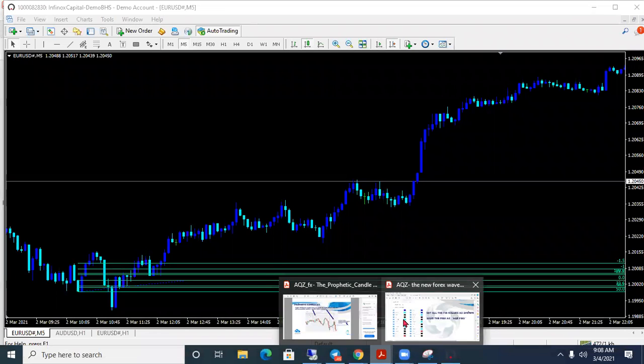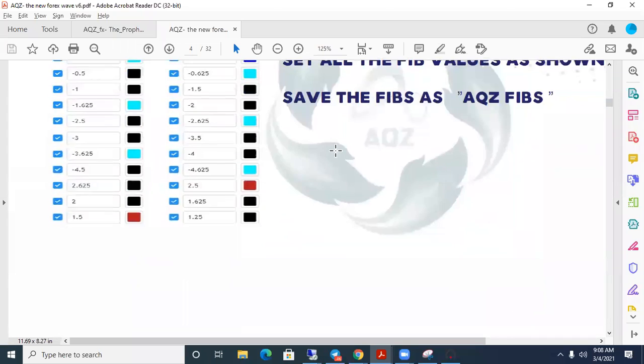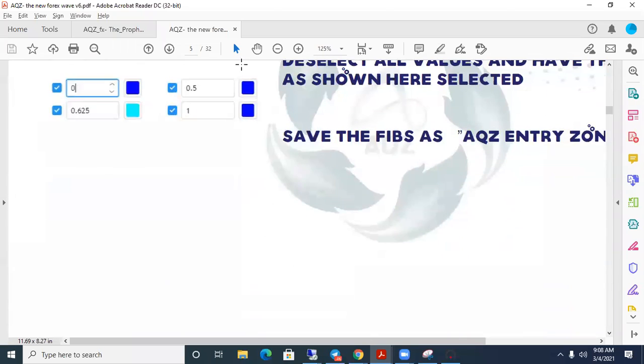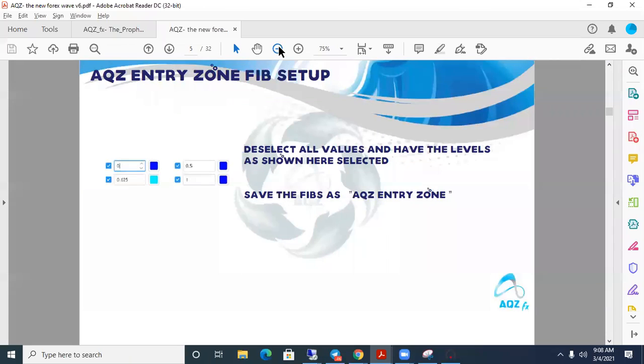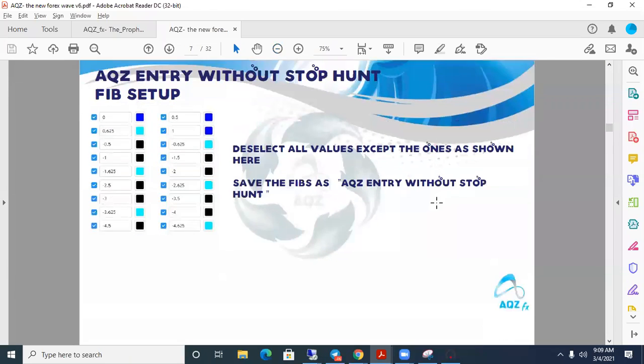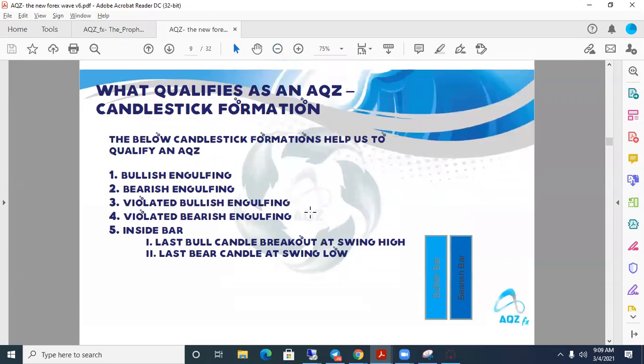So let's move on. All right, so go ahead with this document. It's going to help you basically understand how to treat your fibs. And there are 5 candlestick patterns that we use in AQZ. The first 2 are very, very common, which is the bullish engulfing and the bearish engulfing.